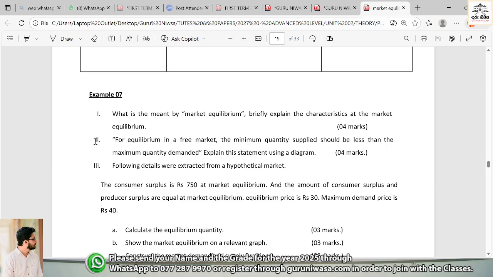Simple. What about the second one of the past paper? Equilibrium in a free market. Wonderful question. For equilibrium in a free market, the minimum quantity supplied should be less than the maximum quantity demanded. Explain this statement in the diagram.